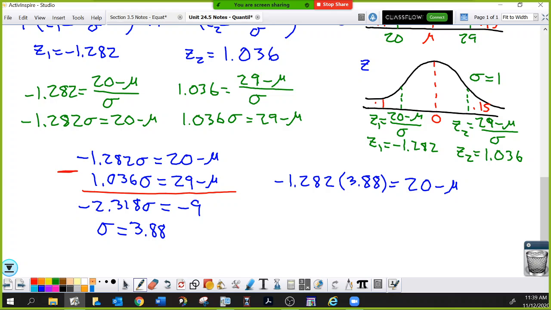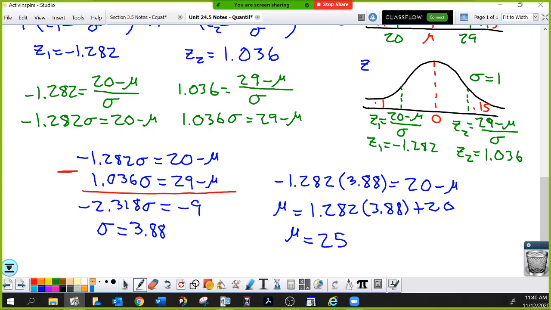Little bit of math trickery. Add mu to both sides and add this multiplication to both sides. You get that mu is 1.282 times 3.88 plus 20. What you find is that your mu is approximately 25. This question's finished.